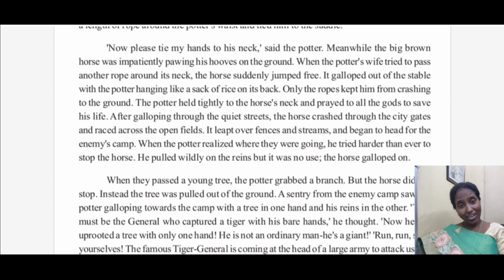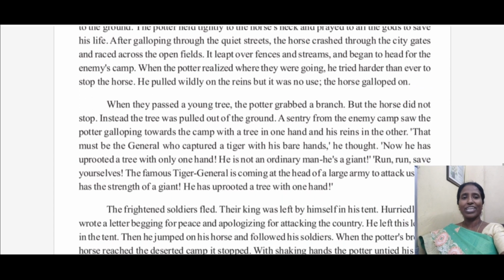Where did this horse run towards? It is running exactly towards the enemy camp. It is not going here or there. It's going exactly to the enemy's camp.